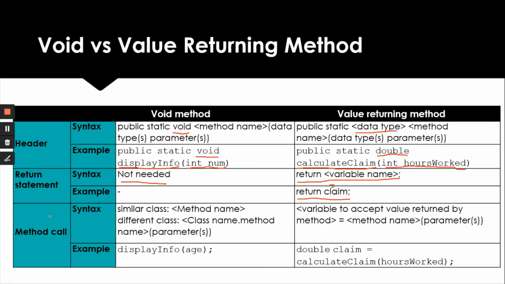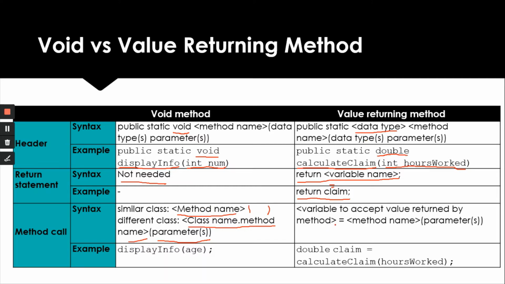There is another thing that you need to know about the method call for a void method and a value returning method. There is a slight difference between the two. If you are calling a void method from the same class, then you write the method name only. But if you are calling a method from a different class, then you write the class name dot method name, and whatever parameter that you have, you put in the brackets. Same class as well, if you have parameters, then you put them in brackets.